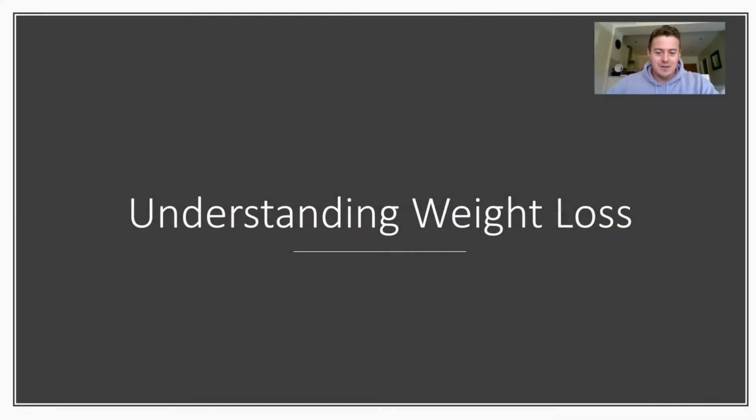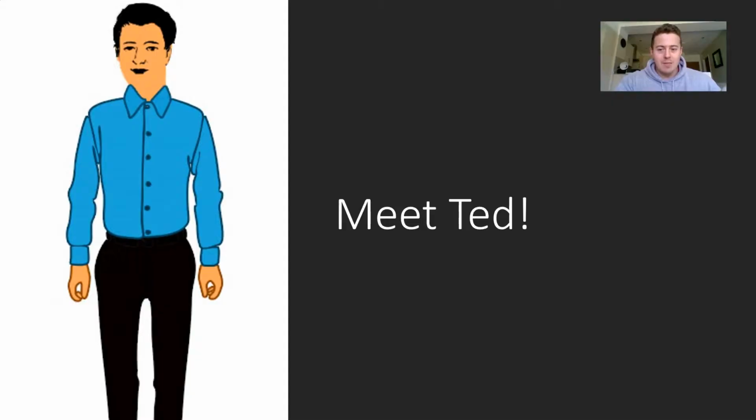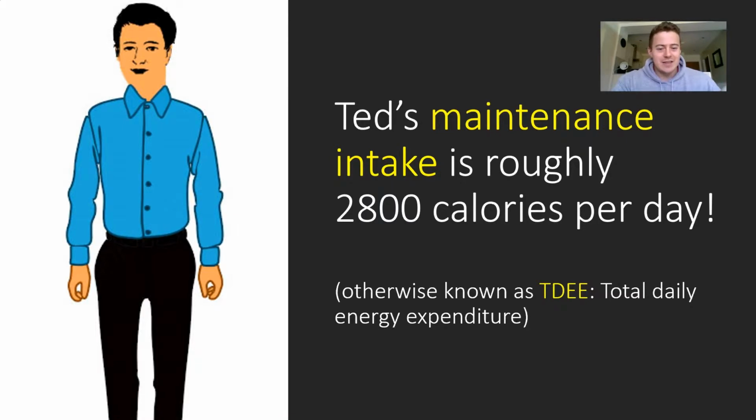Okay, so this presentation is basically going over how to understand how to lose weight. So first off, meet Ted. I'm going to use a guy called Ted as the example. So yeah, this is Ted. Meet him, say hello. Okay, so Ted's maintenance intake is roughly 2,800 calories.